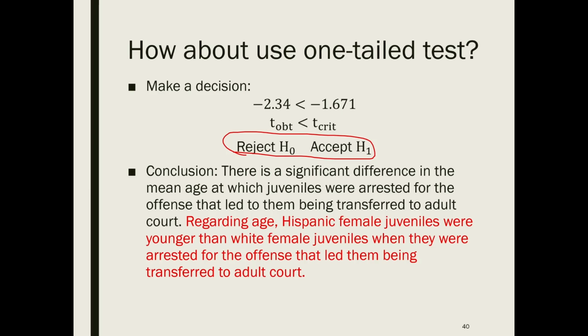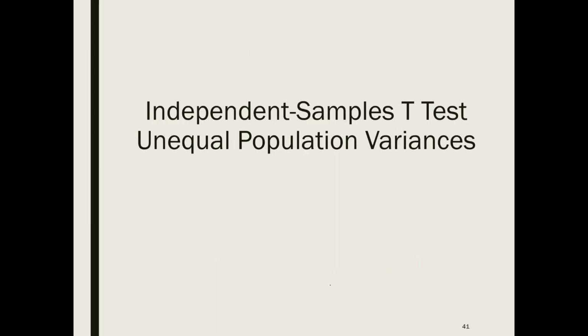And again, since here we make the alternative hypothesis a directional guess, we can make a safe conclusion, whichever I highlighted here: there is not only a significant difference, but also the difference is that Hispanic female juveniles were younger than white female juveniles when they were arrested for the offense that led them to being transferred to the adult court. It's safer to say that.